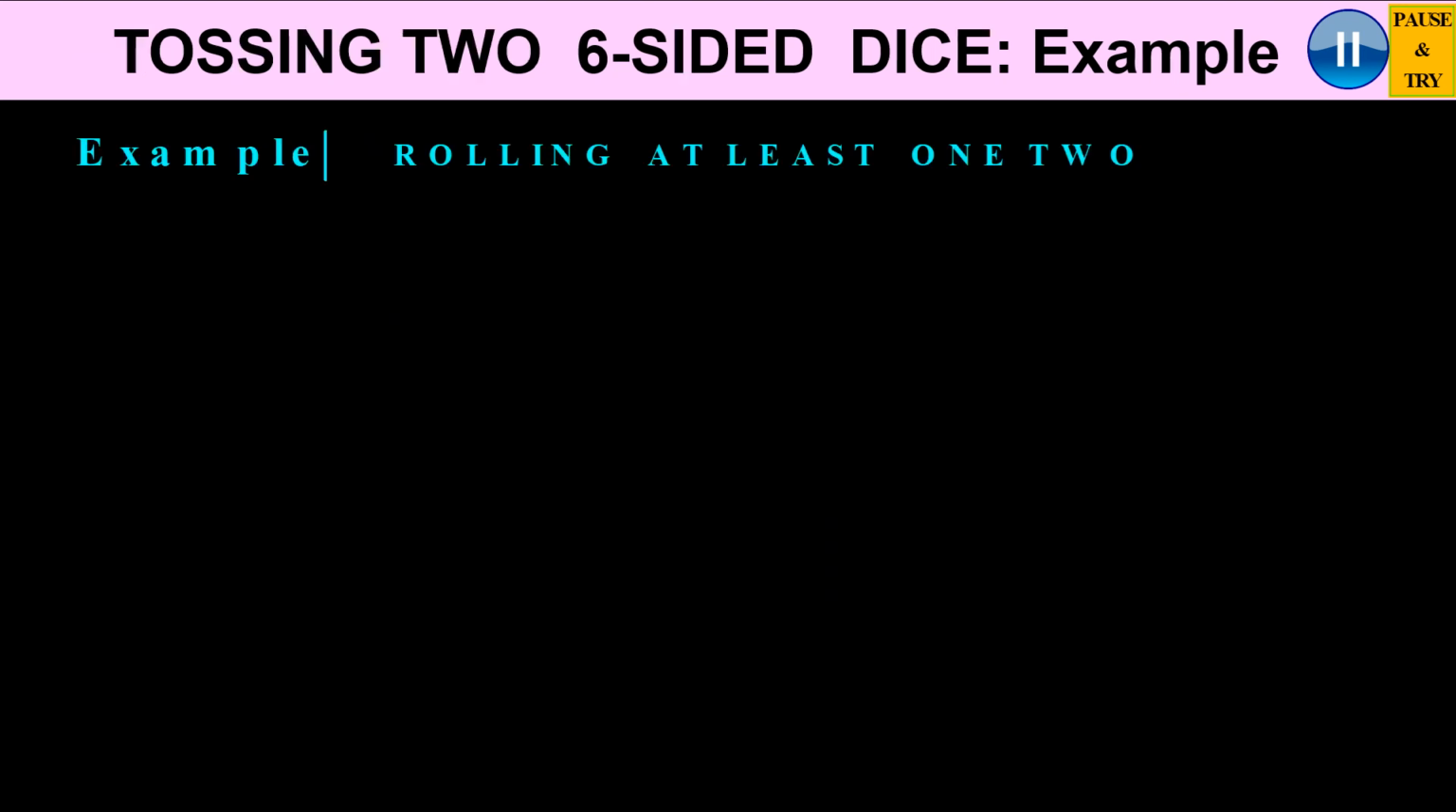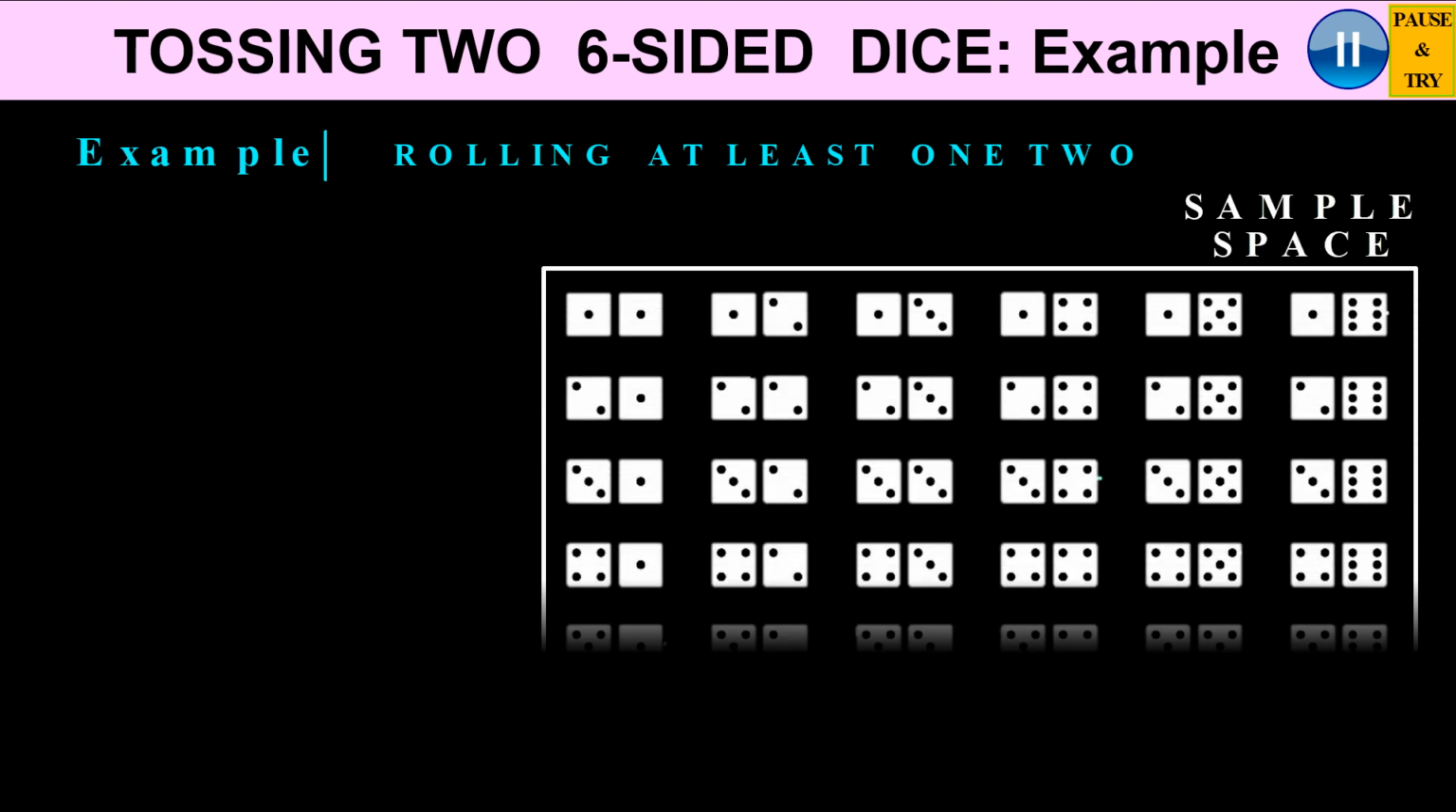Let's again toss 2 fair dice, but we want to look at the probability of rolling at least 1 two. What do we mean by at least 1 two? In other words, there must be a 2, and the other die could also have a 2. So that's our sample space.